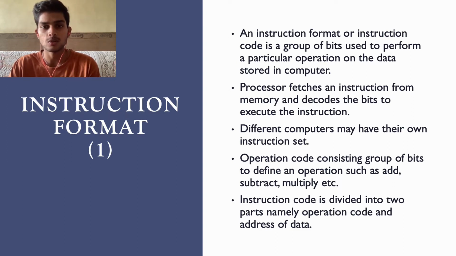An operation code can consist of operations such as addition, subtraction, multiplication. And in order to perform these operations, we just need to follow a specific format for instruction codes. It is divided into two parts. One is the opcode, which is the operation code, and the other is the address of the data. The address of the data basically tells us the address of the operand on which the operation specified by the opcode is performed.